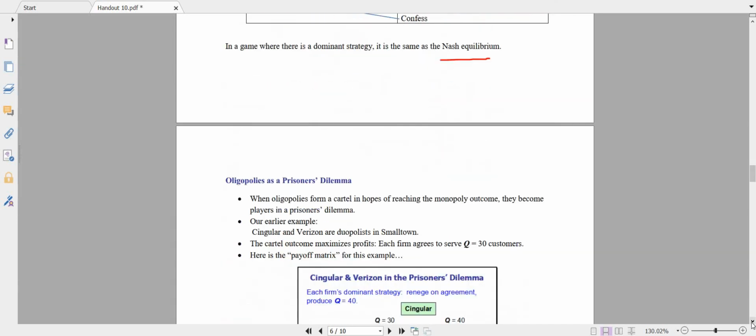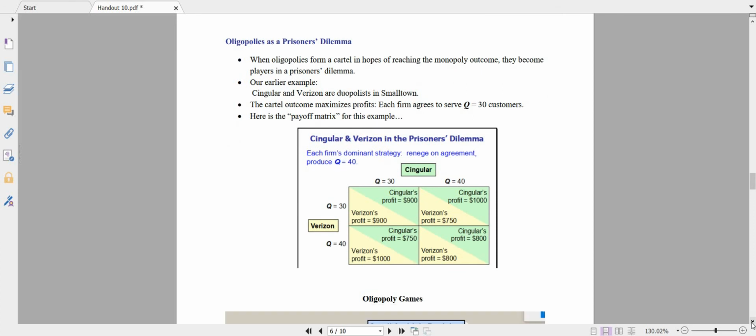Right. So now, one more point that I want to illustrate over here is that when oligopolies form a cartel in hopes of reaching the monopoly outcome, they become players in a prisoner's dilemma. The first two examples that we did, one was regarding the water duopoly and the other was regarding the cell phone duopoly. Those examples can be converted into a game which is similar to the game that we have just played, which is referred to as the prisoner's dilemma. It's called a prisoner's dilemma because the best outcome was to remain silent and remain silent, but both the parties are in a dilemma. They don't know what the other party is going to do, so they end up confessing at the end.